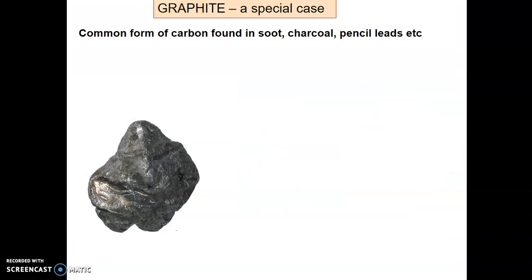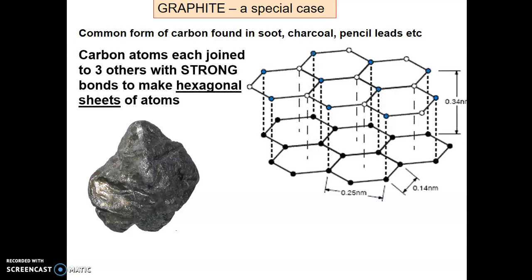Now, graphite is the other one you need to know about. It is an exception. Okay, we use graphite in pencil leads, we use it in certain types of lubricants and so on because of some of the properties it has. Graphite is slightly different. It is also made up of carbon, the same as diamond, but unlike diamond, each carbon atom in graphite is only bonded to 3 other carbon atoms. So graphite forms in layers of carbon atoms, all bonded together.